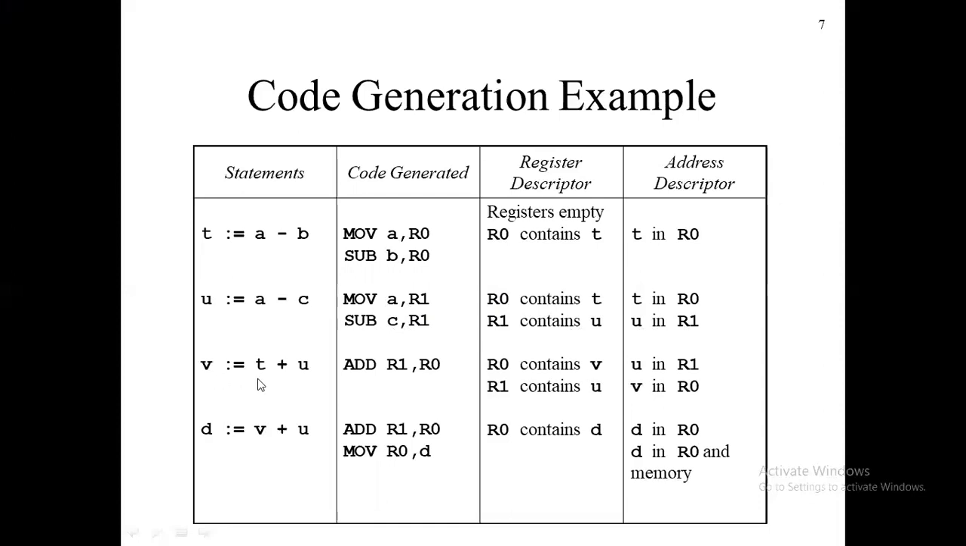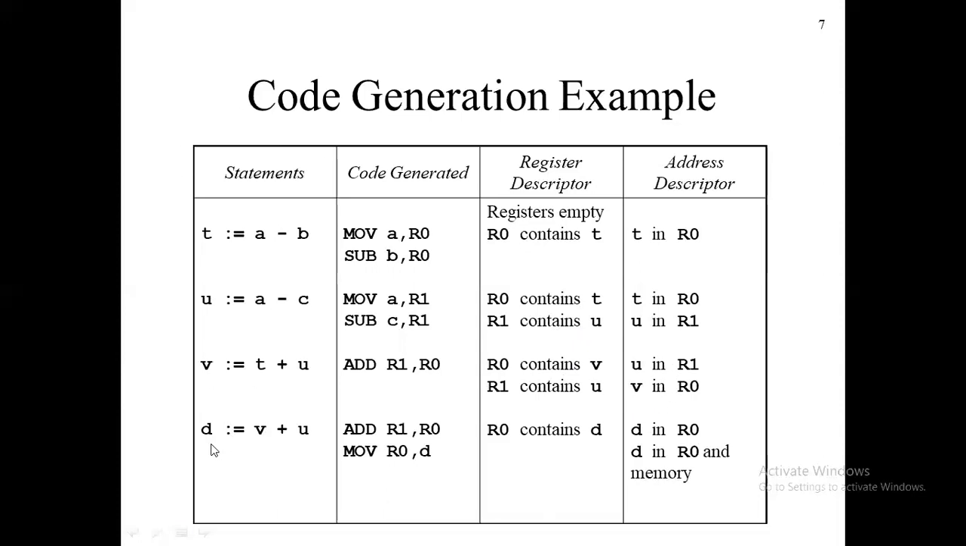Next, similarly, V equal to T plus U. Here T is in R0, U is in R1. So you can add R1 and R0, and the result will be stored into the register R0. So R0 contains V, and R1 contains U. Then you update the address descriptor.